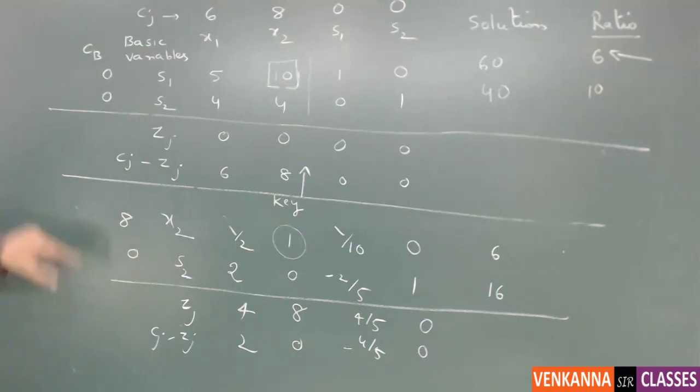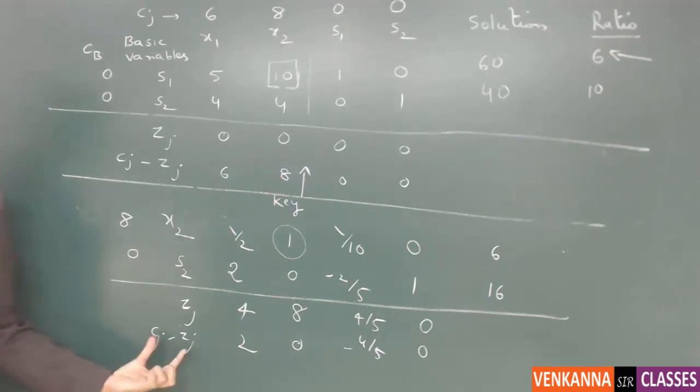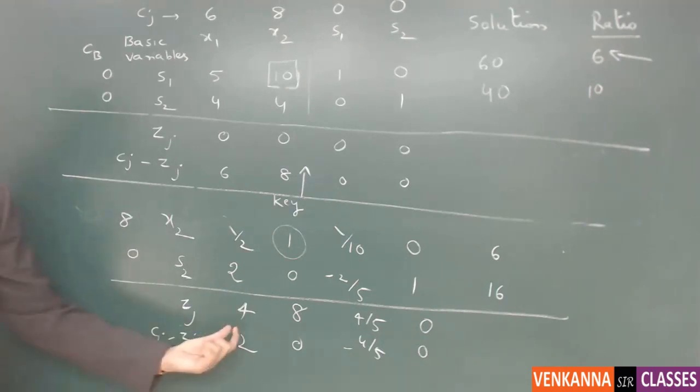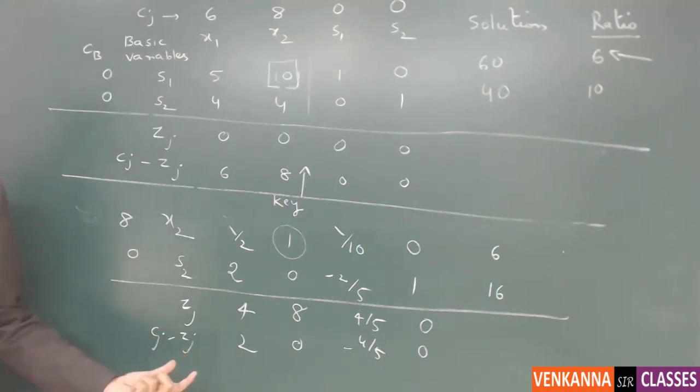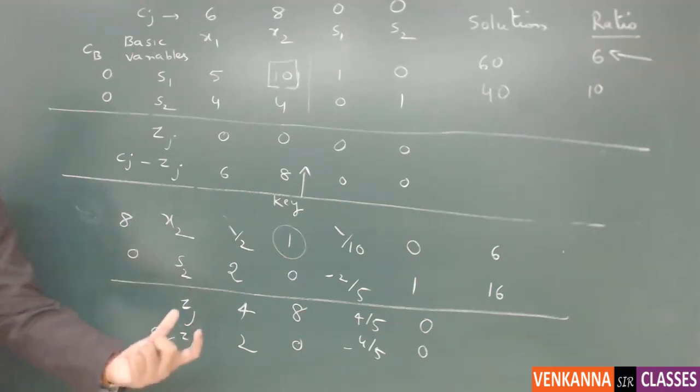You can ask your questions how it is calculated if you have any. If it is clear for everyone, then I go to the next level. Fine. Now again check the last row, the decision row, Cj minus Zj. Are all the values in this row less than or equal to 0? No. So optimality is still not attained.